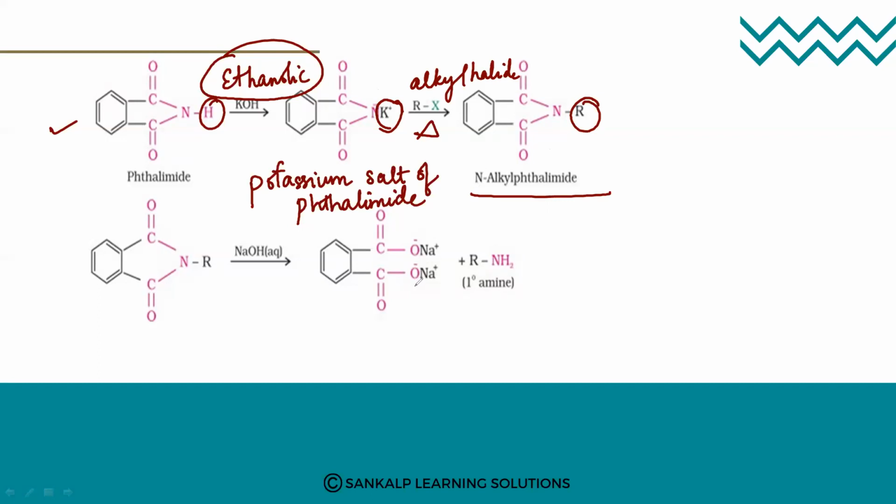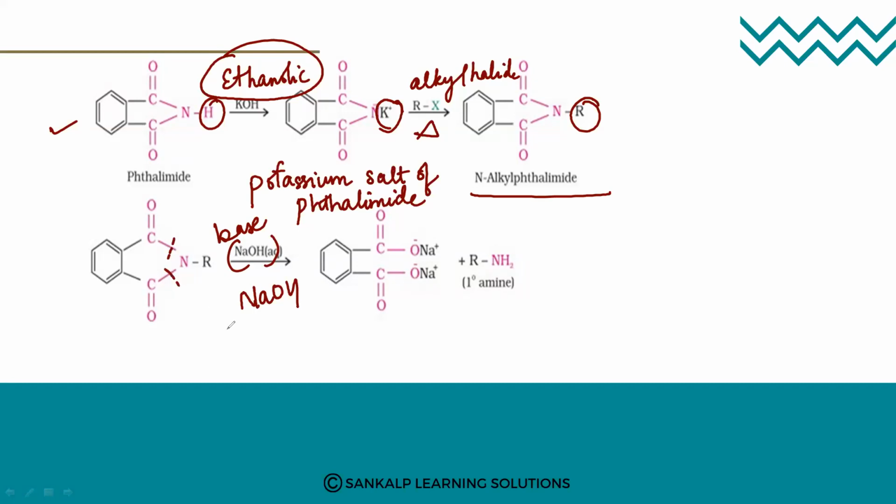Now this N-alkyl phthalimide undergoes hydrolysis. It will undergo base hydrolysis, that is, in the presence of a base like NaOH. Here the bond is broken, like this.